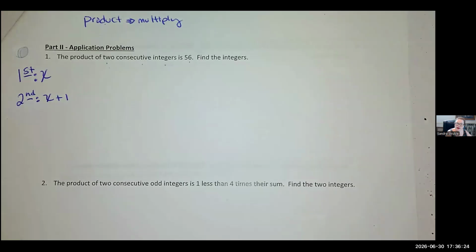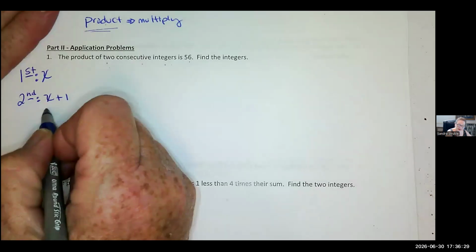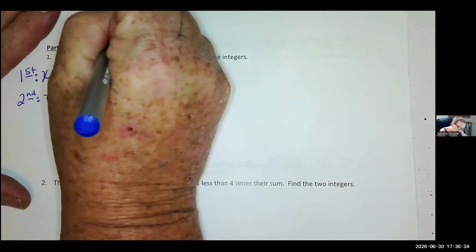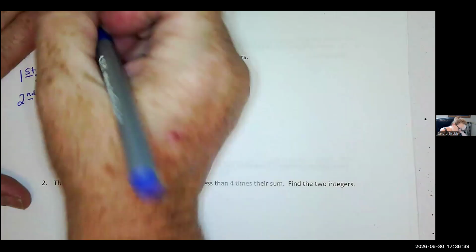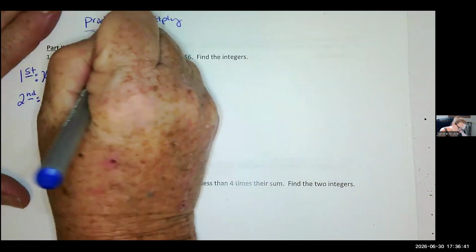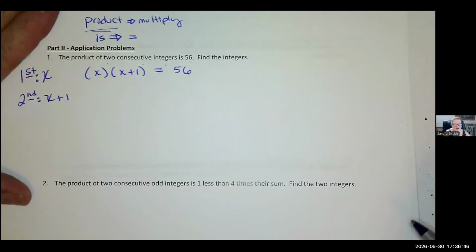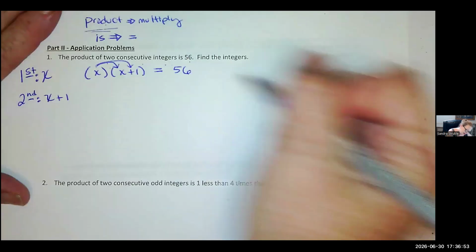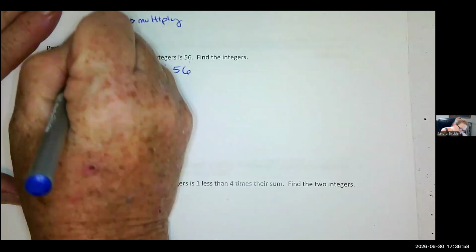Now, we have to go back and do the product. We have to multiply the first and second integers and then understand that the word is always means always, always, always equals. So the product would be x times x plus 1 is 56. You're not just setting this up. You're solving for this now. So we're going to distribute x times x, and then x times 1. X times x is x squared. X times 1 is just x, equal to 56.